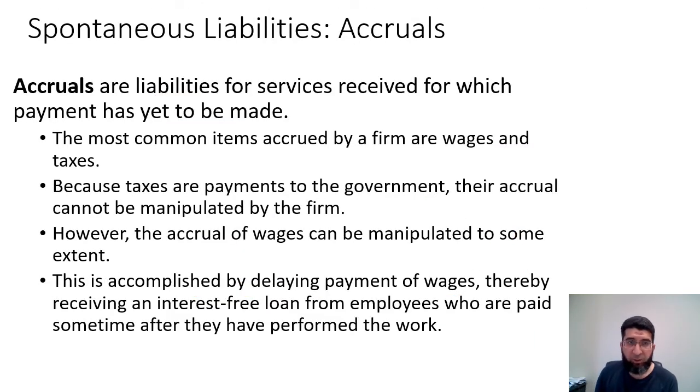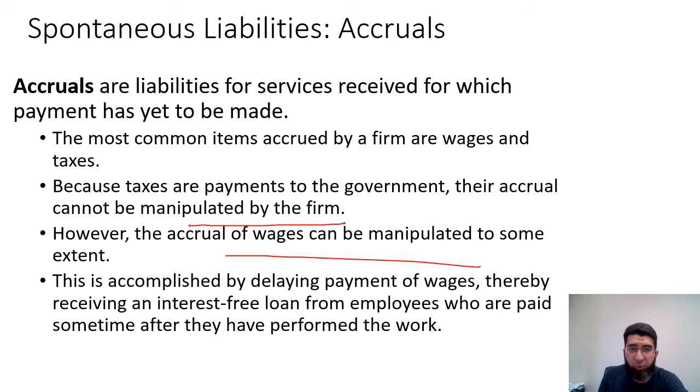Let's look at accruals now. Accruals are liabilities for services received for which payment has yet to be made. The most common items accrued by a firm are wages and taxes. Because taxes are payments to the government, their accrual cannot be manipulated by the firm. However, the accrual for wages can be manipulated to some extent. So what we can do is stretch the wages, and then we can invest the same wages in a bank account and earn interest on it.